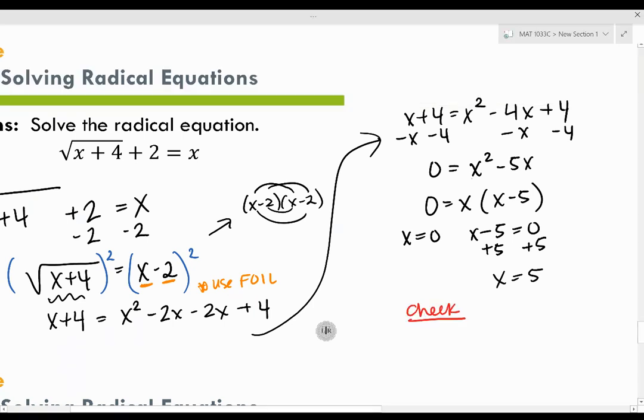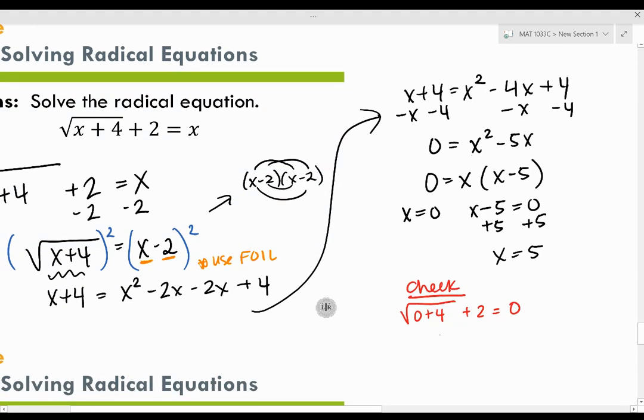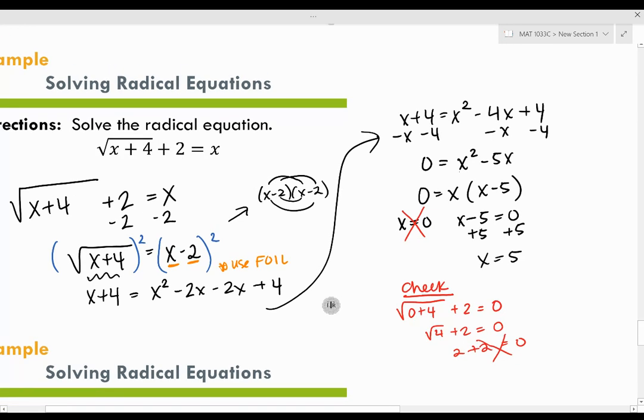I'm going to plug in 0 into my original equation. The square root of 0 plus 4, plus 2 equals 0. So 0 plus 4 is 4. Square root of 4 plus 2 equals 0. Square root of 4 is 2. 2 plus 2 does not equal 0. This is not true. So that means we have to throw out x equals 0. It doesn't work. So we need to try the second one.